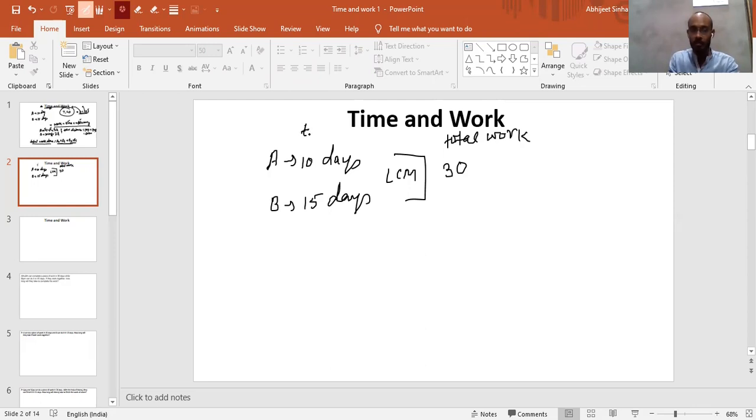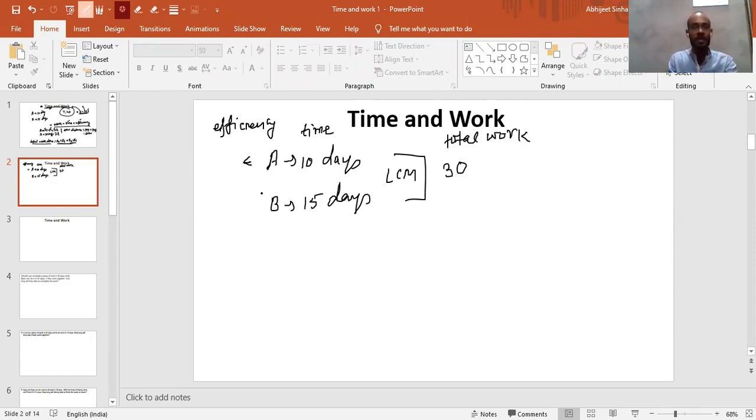Now this is the time. You already know this, this will be given in the questions. And this is the efficiency. So this is the efficiency per day, because this is given in days. If this had been given in hours, it would be the efficiency per hour.